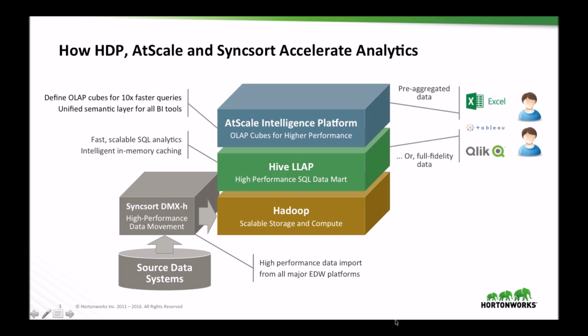Then we have AtScale. AtScale layers on top of Hadoop and Hive to create a virtual OLAP cube that pre-aggregates data for 10x faster queries, so big data analytics go faster than ever before. AtScale also supports the most popular BI tools like Tableau and Excel, and since AtScale is a layer on top of Hadoop, users can still access the full fidelity data whenever they need to.